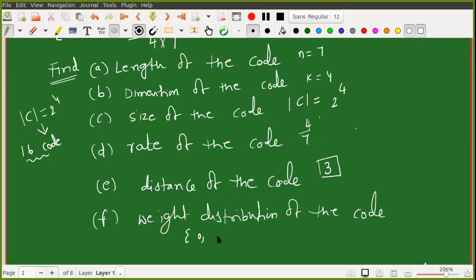Tell me how many code words are there with weight 1? Sir, no code words. Why are you saying that there are no code words of weight 1? Because distance is 3, at least. So there are no code words of weight 1. Weight 2 also no, right? Yes, sir. So weight 3.